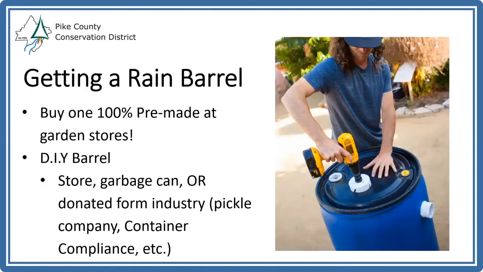So where are you going to get a rain barrel? You can buy one, 100% pre-made at most garden stores, even garden stores around here. I just spoke to someone at Home Depot yesterday, the Home Depot in Honesdale, to make sure that they had them, and they have them there, as well as many local sources. So you can just buy one pre-made if you'd like, but if you'd like to make one yourself, that is also very much an option.